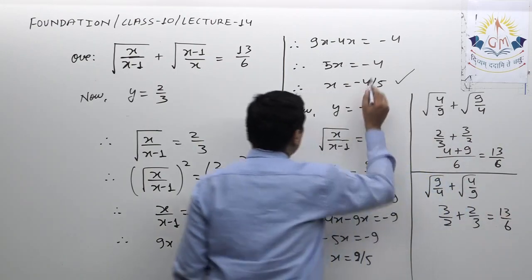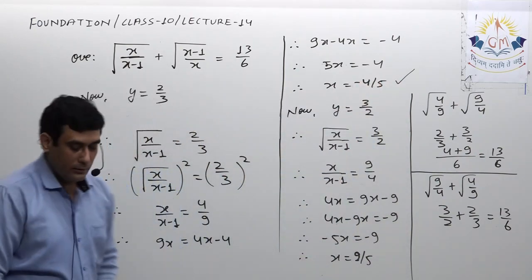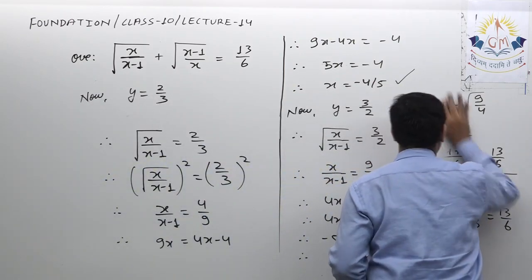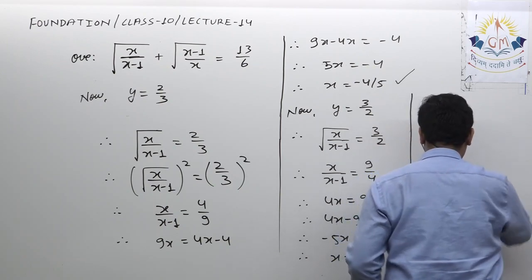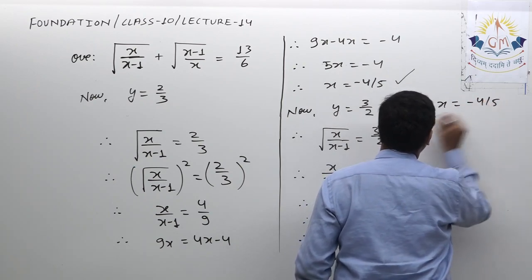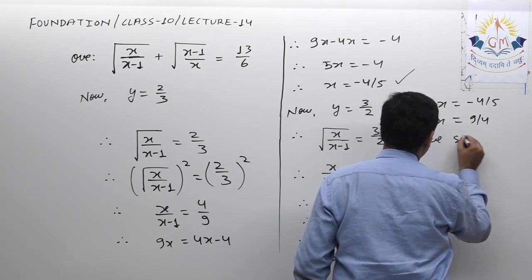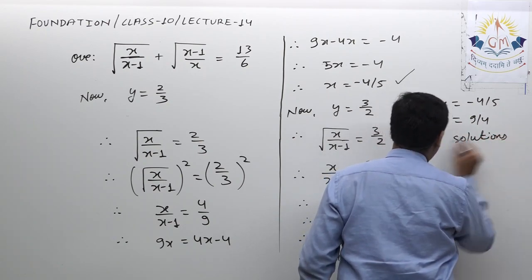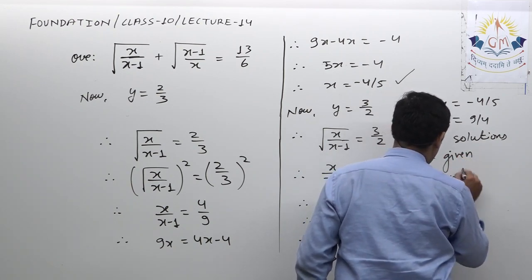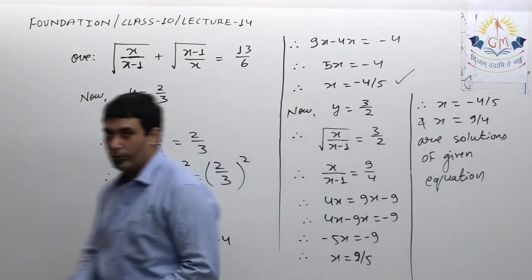That means we can say these two values, minus 4 by 5 and 9 by 5, are the solutions of the given equation. So concluding line we can write, therefore x equal to minus 4 by 5 and x equal to 9 by 5 are solutions of the given equation. Okay, so please note it down.